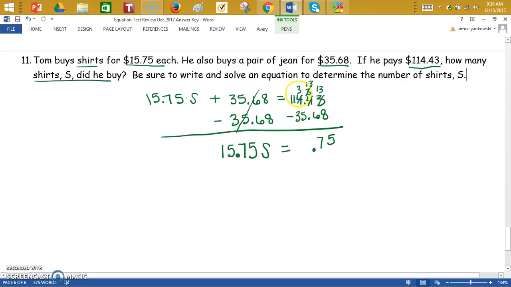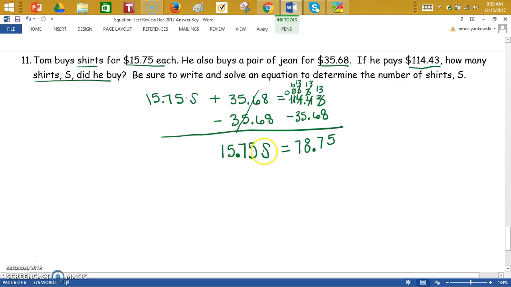Drag down my decimal point. Can't take 5 from 3, borrow from the 1. The 1 becomes a 0. This becomes a 13. 13 minus 5 is 8. And borrow from this, that becomes a 0. This becomes a 10. 10 minus 3 is 7. Let's hope I didn't make any mistakes with that.